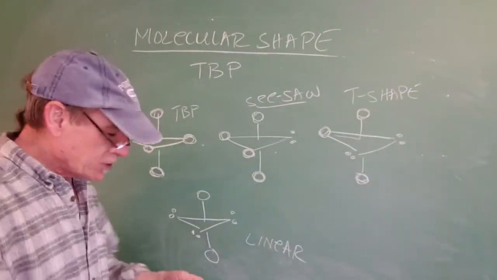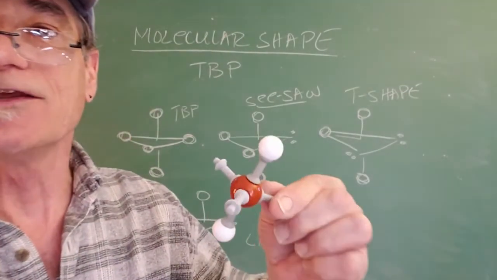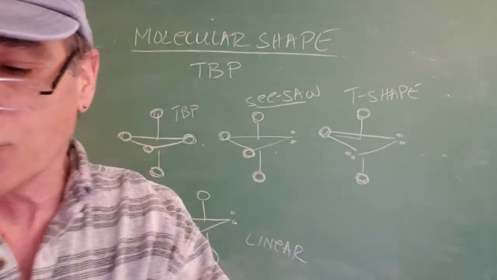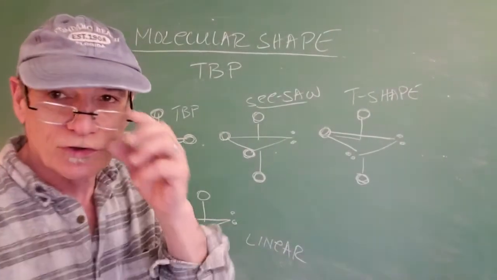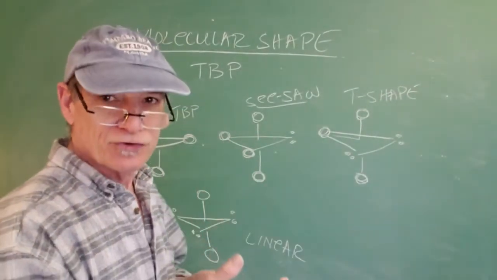Down here with three lone pairs, you can see what happens. You end up with just a nice linear molecule. All the lone pairs are invisible. Okay, so there's all the five-legged possibilities, depending on what your Lewis structure shows you. Again, this all depends on you drawing the correct Lewis structure.